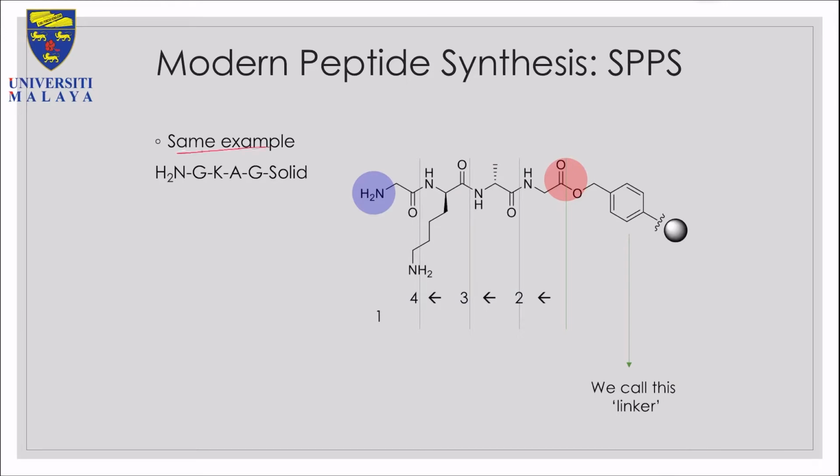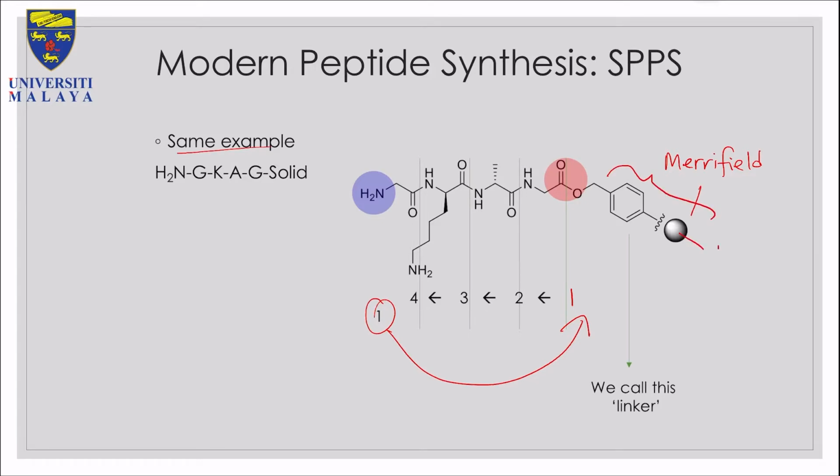Say, for example, you want to synthesize this tetrapeptide again, GKAG. How do you synthesize it? First off, you have your first amino acid at the C terminal, and you have the Merrifield resin. So the whole thing is called the Merrifield resin.